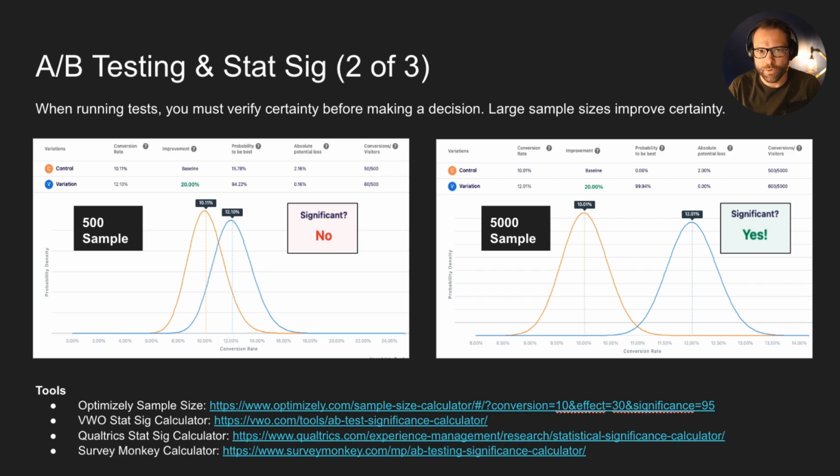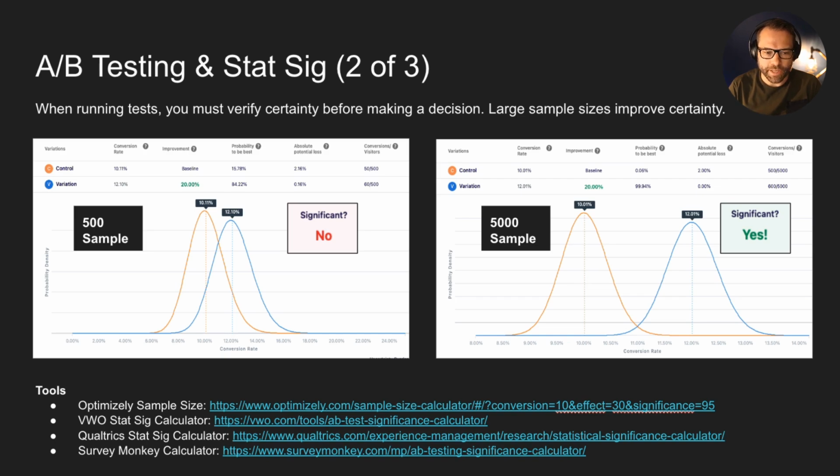We want to be able to iterate quickly, and we want to promote the winners fast and not let them linger too long. So the question is, how long do I need to wait? What's the minimum sample size I need in order to make an informed, reliable, high certainty decision? So on the left here, we have essentially the same tests. And what it's looking at is a 500 sample size population compared to a 5,000 sample size population.